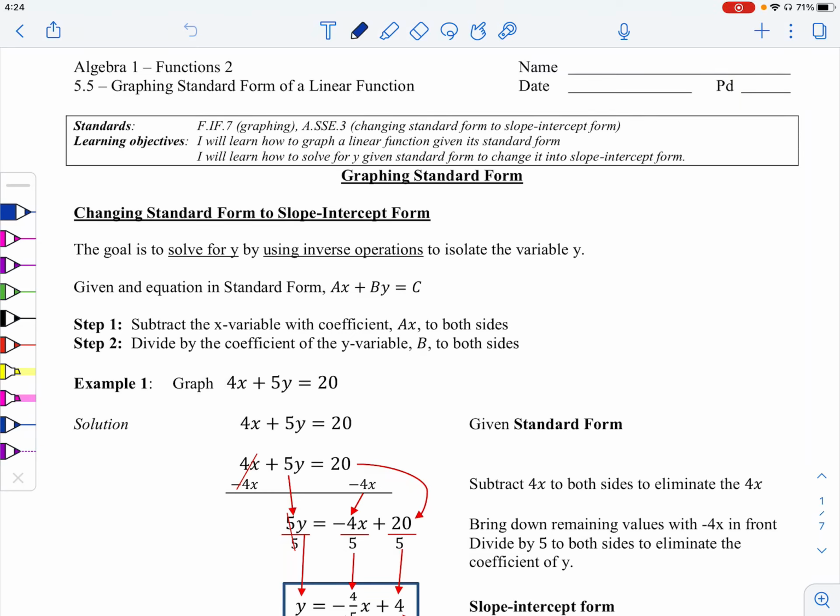All right, welcome everyone. This is 5.5, graphing standard form of a linear function. Okay, so we have graphing, and then we have changing standard form to slope-intercept form, like simplifying. So today we're going to learn how to graph a linear function given its standard form.